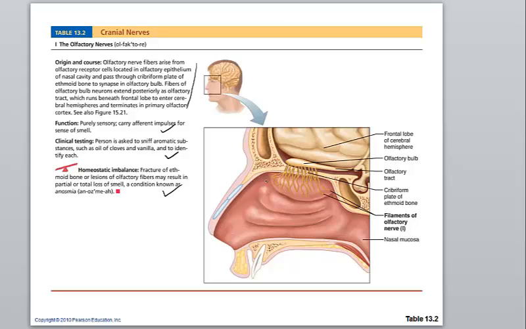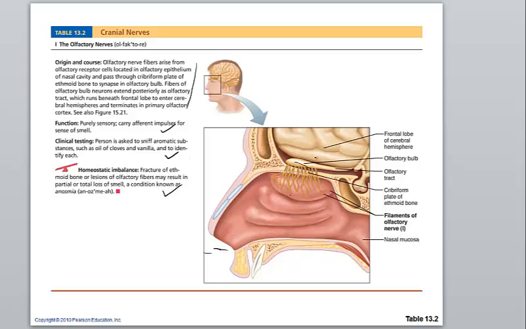Olfactory nerves: at the roof of your nasal cavity, you have the receptors, the filaments. The nerve goes through the cribriform plate of your ethmoid bone into the olfactory bulb, and goes all the way to the medial surface of the temporal lobe. The function is purely sensory, helping detect chemical changes in the air that you breathe in. For clinical testing, you give the person an aromatic sniff test, and you can detect whether the olfactory nerve is functioning well or not.